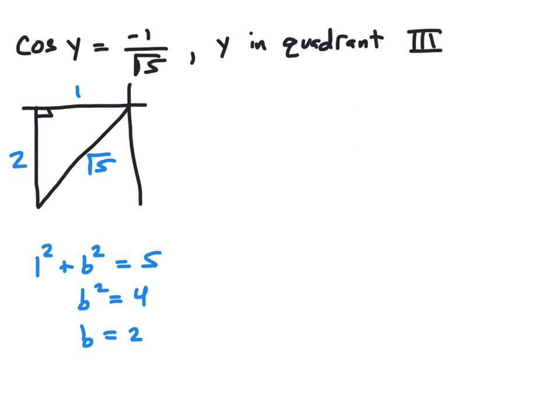Once we have our triangle set up, we can see that the sine of y will be the opposite side of 2 over the hypotenuse square root 5. And because we're in quadrant 3 and sine is negative there, the sine of y will be negative 2 over square root 5. So now we have both the sine and cosine of angles x and y, and we can use these values along with the sum and difference formulas to find the values that we're being asked to find.